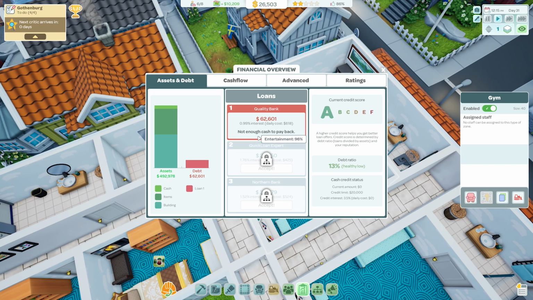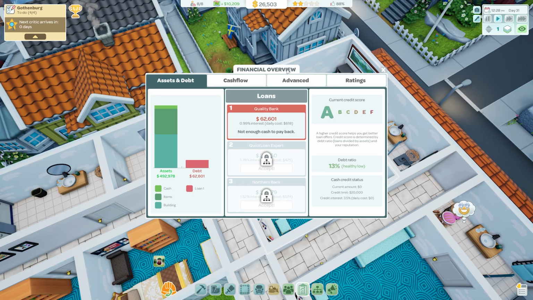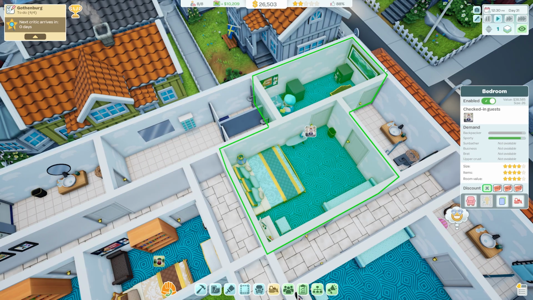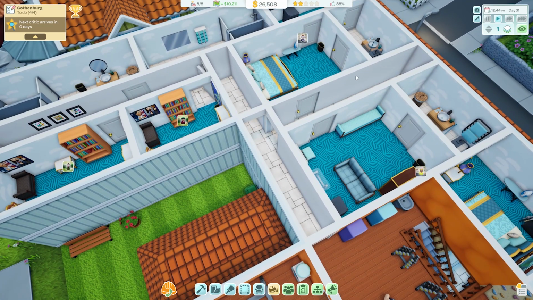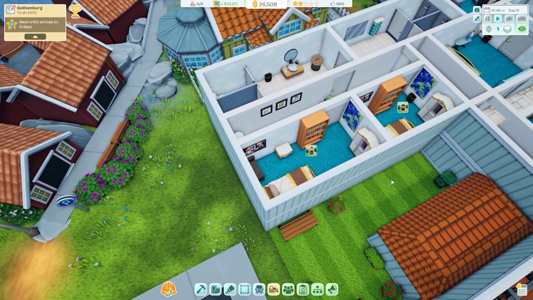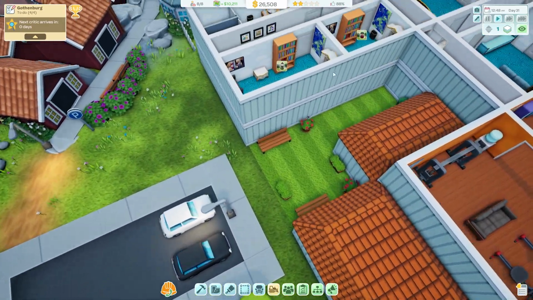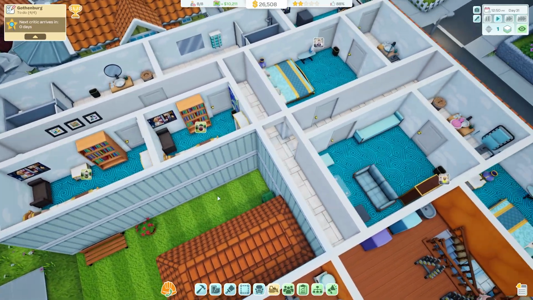And then what they're saying here is not enough cash to pay back means that you just don't have this 62,601 to completely pay this off. Okay, so if that's the case, then that's cool. That works for me. At first I was like, wait a minute, that seems a little weird, but never mind. All right, my bad. At first I was like, that's so strange that you can't just pay it off over time.